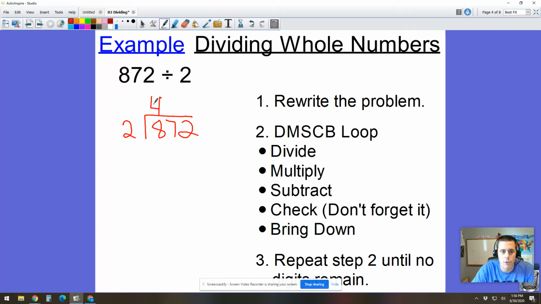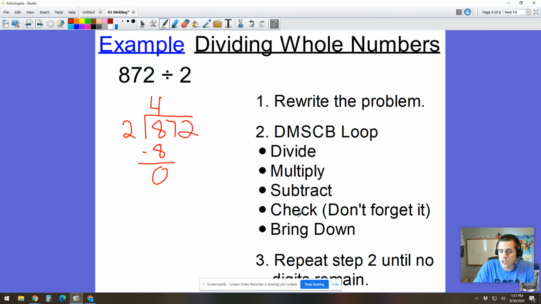We're going to take that 4 and we're going to multiply it by the divisor 2. 4 times 2 is 8, and we're going to write that number directly below the digit we just divided into. Next step, S, subtract. We're going to subtract that value from the digit. 8 minus 8 is 0. That's the end of the subtraction step.